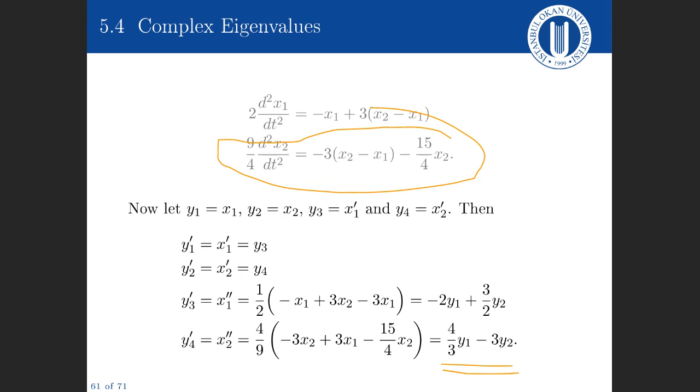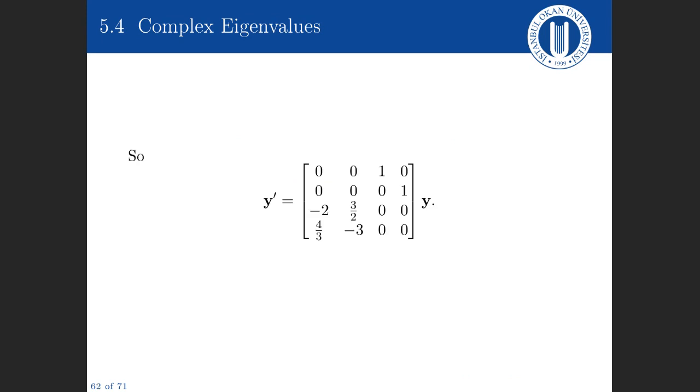We can write this in terms of matrices. We have the linear system, y prime is equal to 0, 0, 1, 0, 0, 0, 0, 1, minus 2, 3 over 2, 0, 0, 4 over 3, minus 3, 0, 0, times y. This is a system of four first order linear differential equations in four variables. And we know how to solve this.